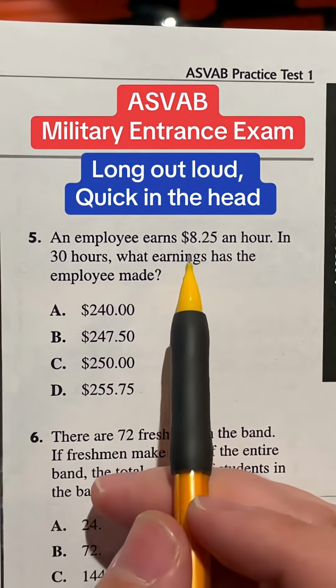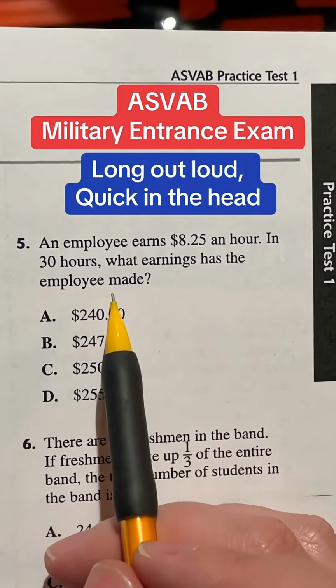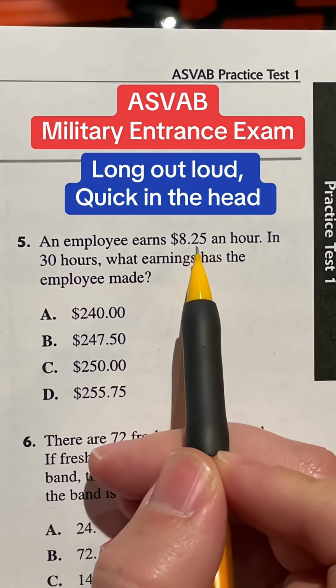Number 5 on the ASVAB says an employee earns $8.25 an hour in 30 hours. What earnings has the employee made? So essentially, we're just doing 30 times this number up here, all right? There's lots of different ways we can go about doing this.